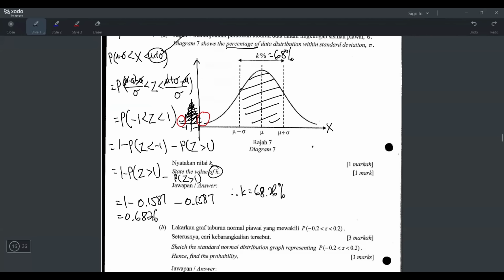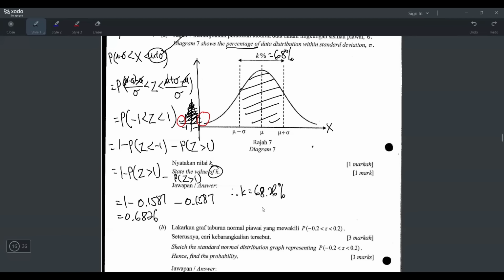I told you already, probability and percentage are linked together. They are connected. So how to convert decimal to percentage? You just times 100. That's all. So when you times 100, you get 68.26%. So the value of K is 68.26. That is the answer.